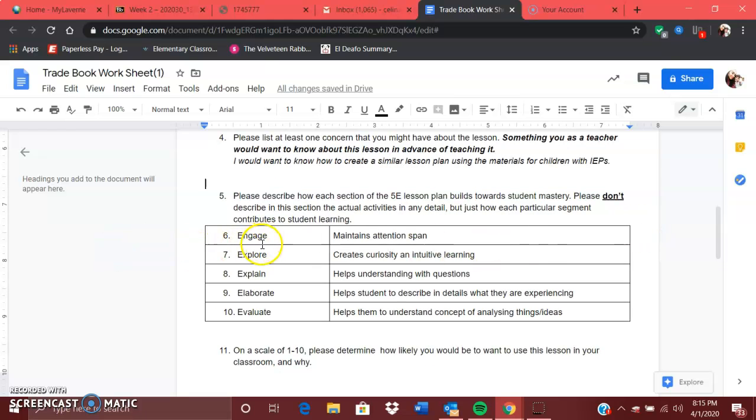And these are the particular segments that contribute to the students' learning. Engaging maintains their attention span and their interest in the activity. Exploring helps them to create more curiosity and intuitive learning. Explain helps them to understand more questions or more open-ended questions. Elaborating helps them to describe in more detail what they're experiencing, what they're seeing, what they're observing, what they're doing. Evaluate helps them to understand concepts of analyzing the things and ideas that may come their way from doing this experiment.